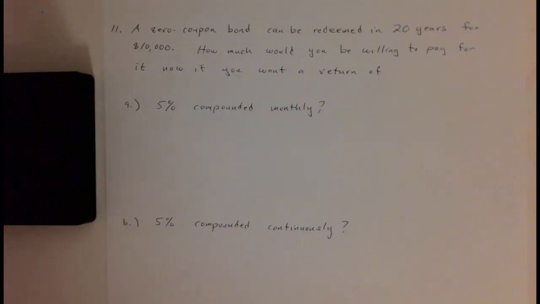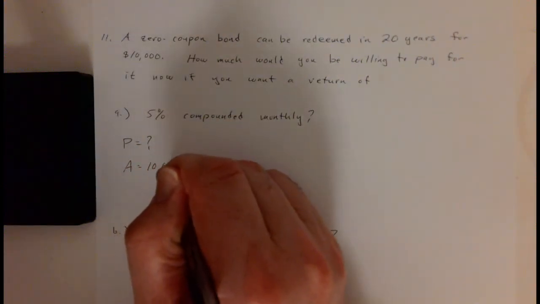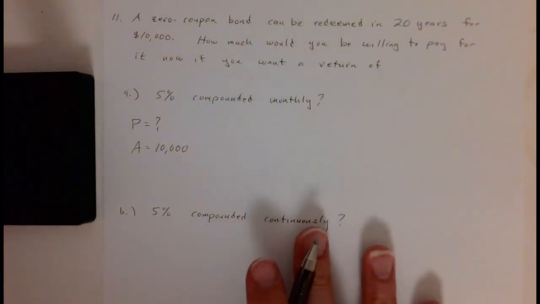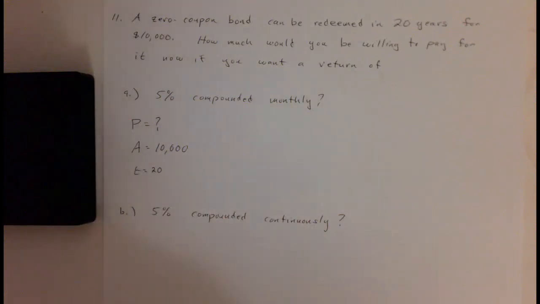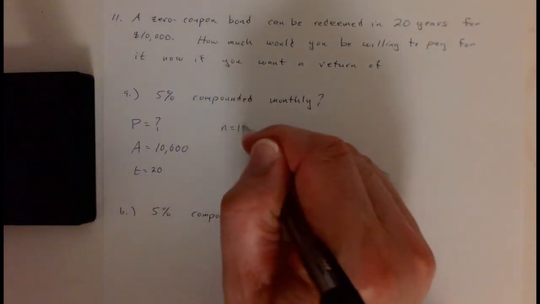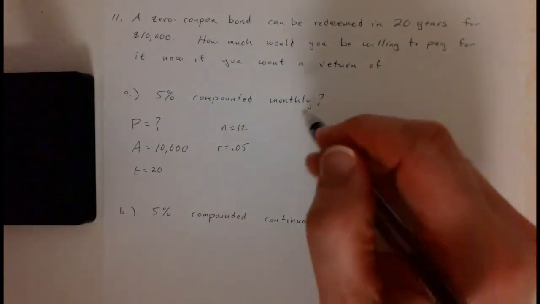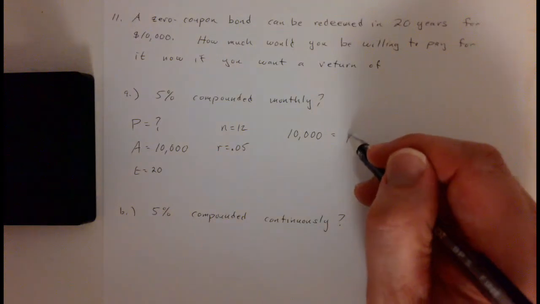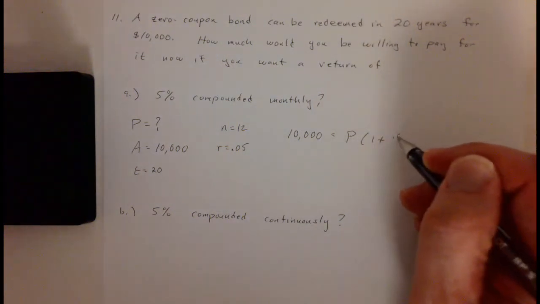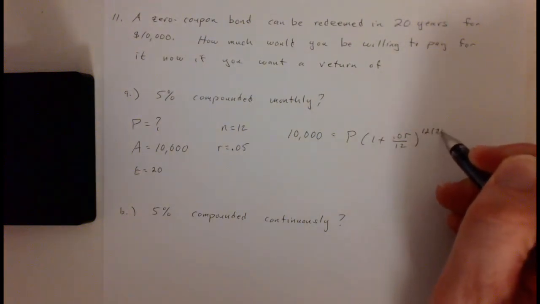All right. The important thing is how much are you willing to pay? Well, that's the principal. So they're asking what is P. In this case, you want A, that is the amount after the 20 years, to be 10,000, T is 20, and it's compounded monthly, so N is 12, and R is 0.05. So our equation would be 10,000 equals P times 1 plus 0.05 over 12 raised to the 12 times 20.